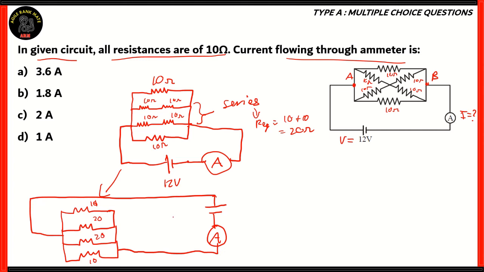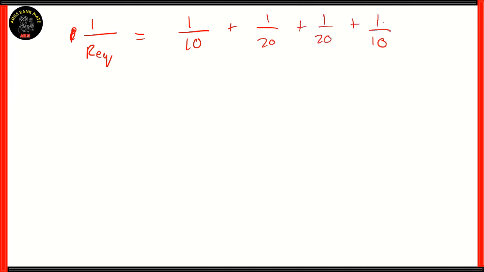So now we have a parallel connection, and we need to find out the total resistance before dividing that by the total voltage, which is 12 volts. Now, in this scenario, the equivalent resistance would be calculated like this. So the reciprocal of the equivalent resistance is 1 by 10 plus 1 by 20 plus 1 by 20 plus 1 by 10. Since we have 4 resistors, we have to add their reciprocals together.